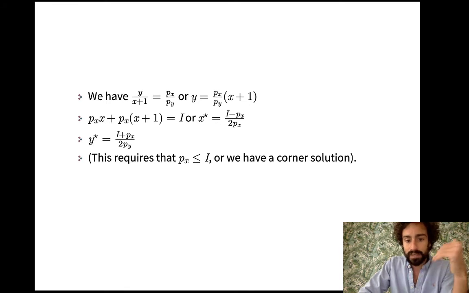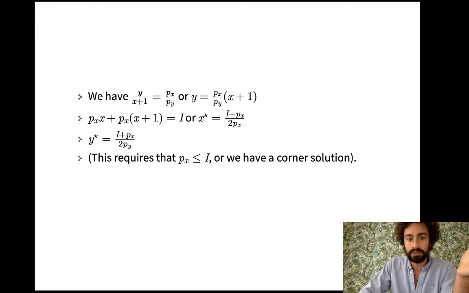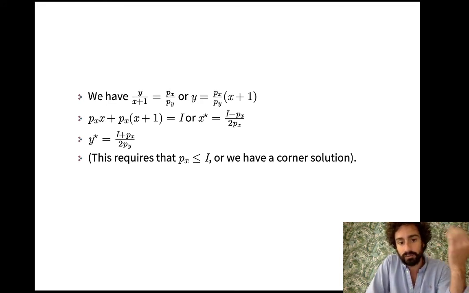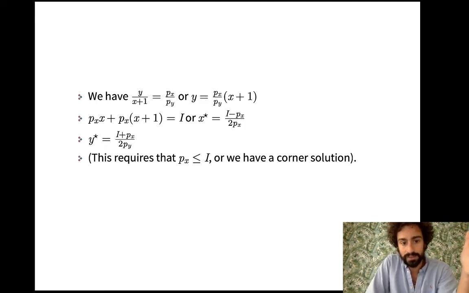So we can divide Lx by Ly, right? And we get that y over x plus 1, the marginal rate of substitution between x and y, has to be equal to the ratio of prices. We can use this identity to solve for y in terms of x. So we multiply both sides by x plus 1, and we get that y is equal to the ratio of prices times x plus 1. We can plug that back into our budget constraint.